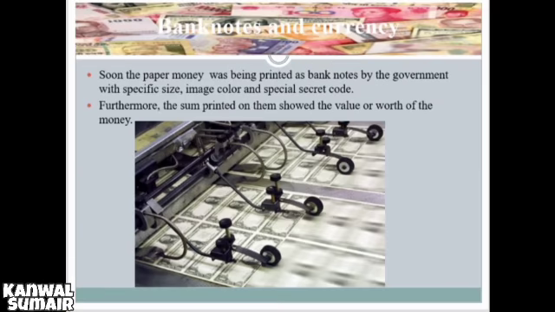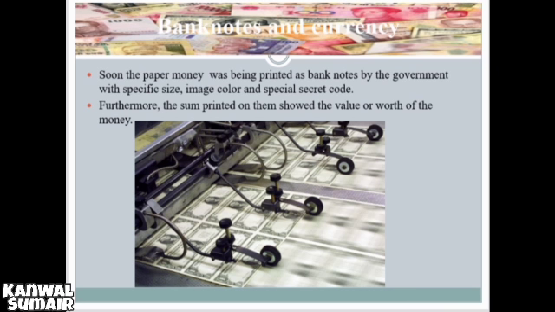Soon, governments started printing paper money as banknotes with a specific size, image, color, and special secret code. That is why the note of 500 rupees has a different picture and color on it, while the 50 rupees note has a different color and picture. But both of them have different special secret codes. By the way, have you ever thought or noticed why the notes have special secret codes? Think about it. It will be discussed ahead.